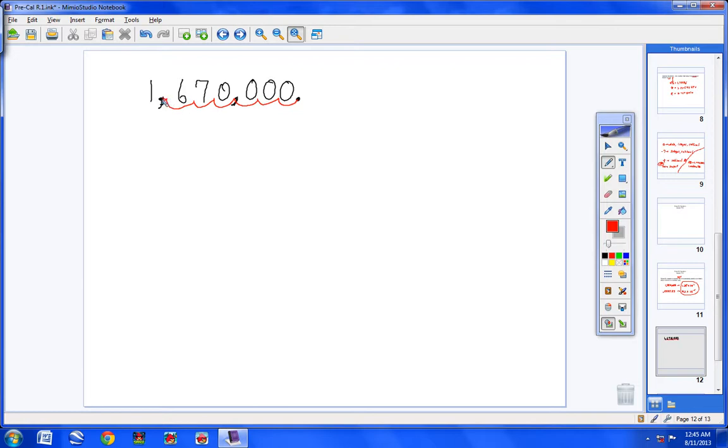1, 2, 3, 4, 5, 6. That's where I want to stop right there. So I move the decimal 6 places. So with that in mind, then my answer would be 1.67. Notice I don't need all these zeros. I can drop them.